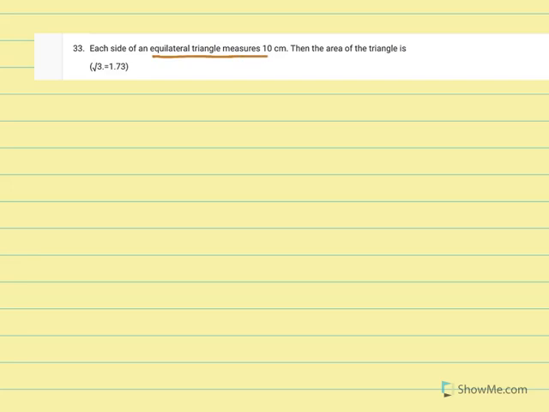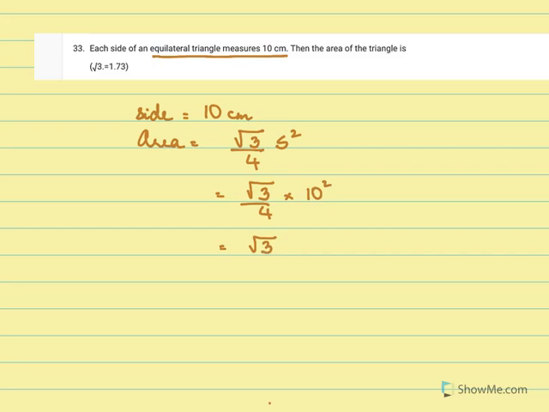Each side of an equilateral triangle measures 10 centimeters. Then the area will be, so side equal to 10 centimeters. So the area formula of an equilateral triangle, only equilateral triangle, is root 3 by 4 side square. That is root 3 by 4, your side is 10 square. So that is root 3 by 4 into 100. Now root 3 is given as 1.73.